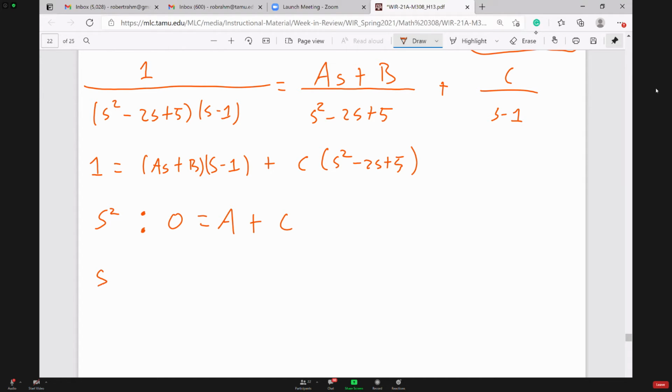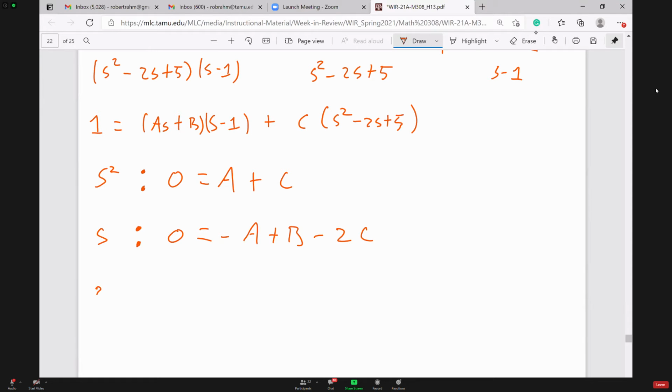Okay, so what is the coefficient of s on the left-hand side? 0. And let's try to find the coefficient of s on the right-hand side. So for this first term, how do I get an s? I could do as times minus 1. That's minus a, or I could do b times s. That's plus b. And then for the second term, I'm only going to get an s if I do c times minus 2s. So this is going to be minus 2c.